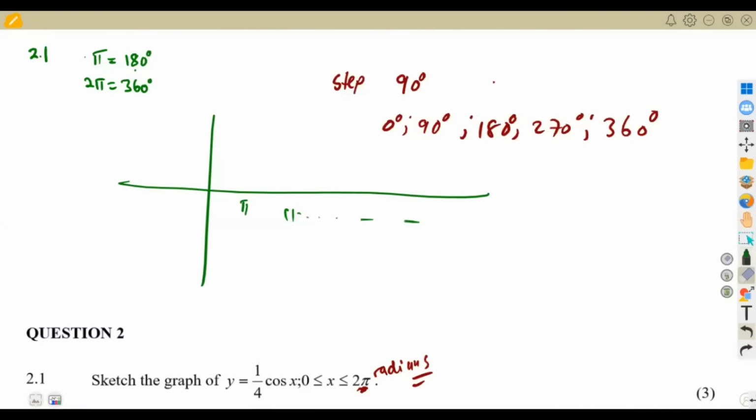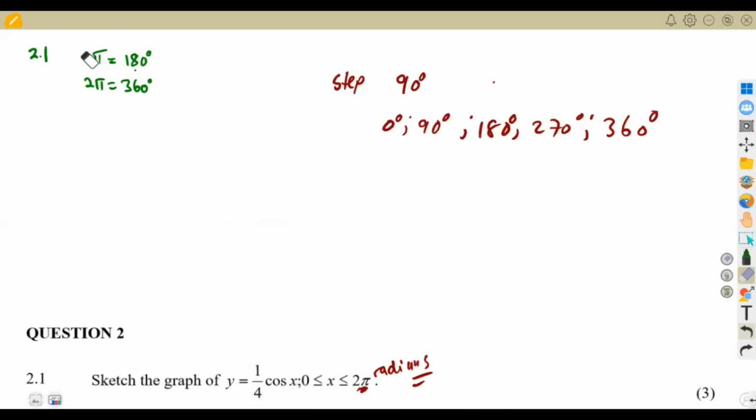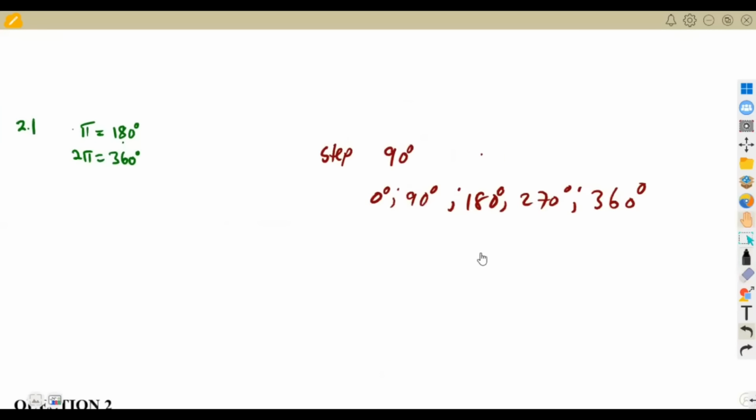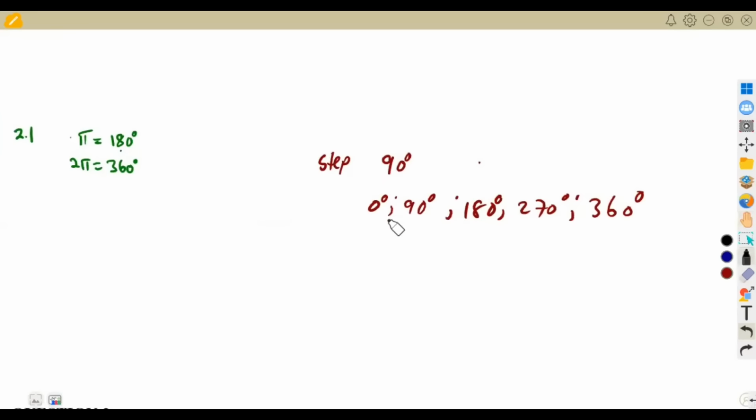All right, so how are we going to convert that? You are going to use the first one that you are given here, that is pi is 180, or you use 2 pi is 360. It is one and the same thing that we see here. So we can use any of these two that we are given to represent 0. So 0 is just the same as 0.